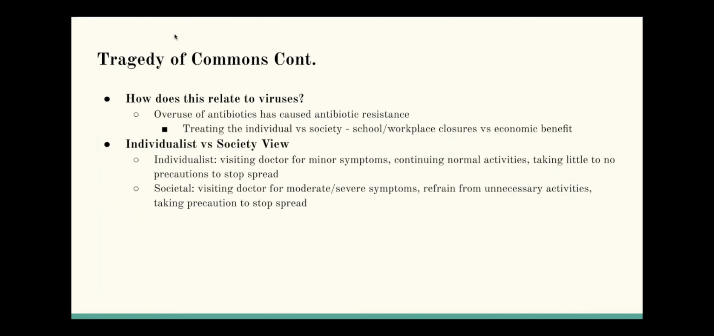A societal perspective would include things like visiting the doctor for more moderate to severe symptoms based on the individual's history and refraining from normal activities to encourage healing, but also to prevent spread. Overall, this view takes a precaution into account to prevent viral spreading. Let's go over to Josue for our third paper and tying all of these points together.